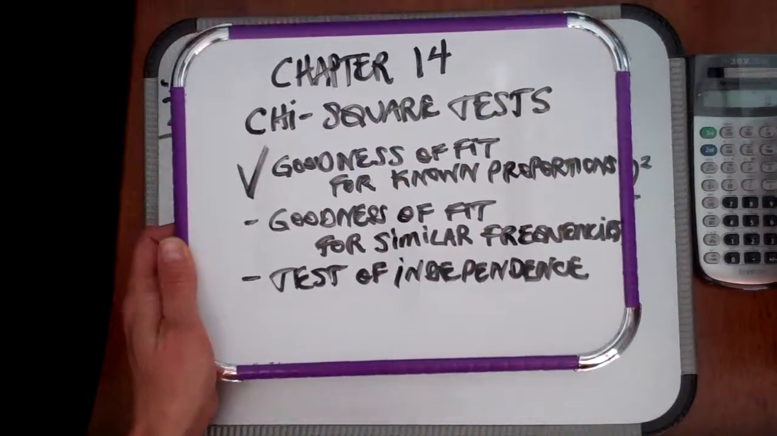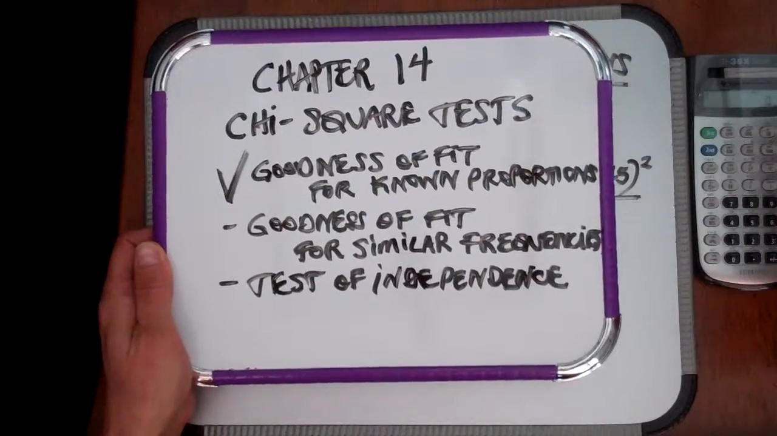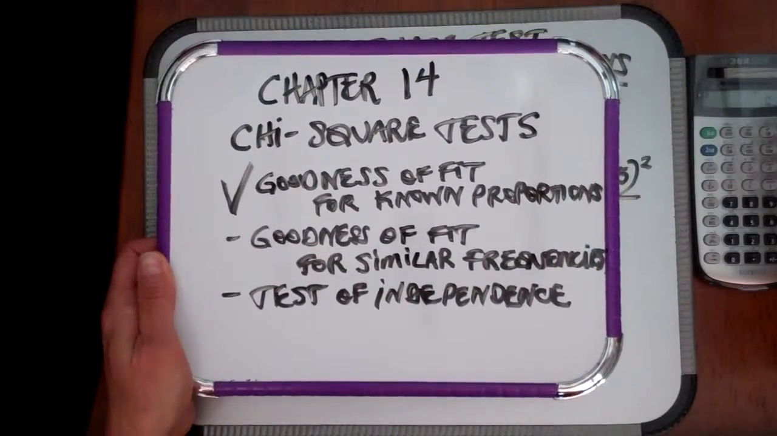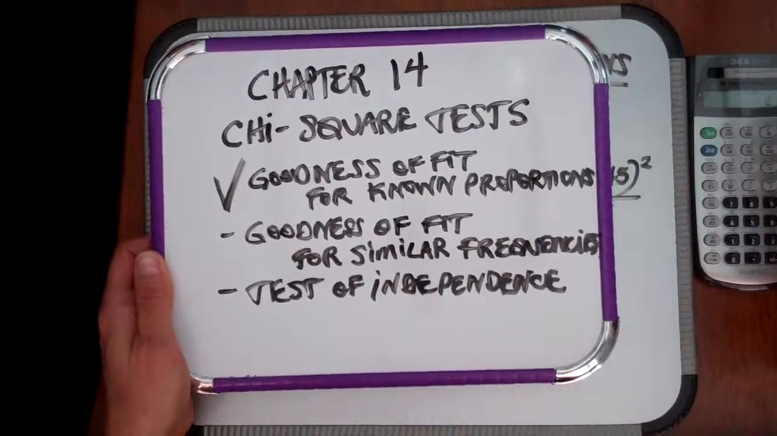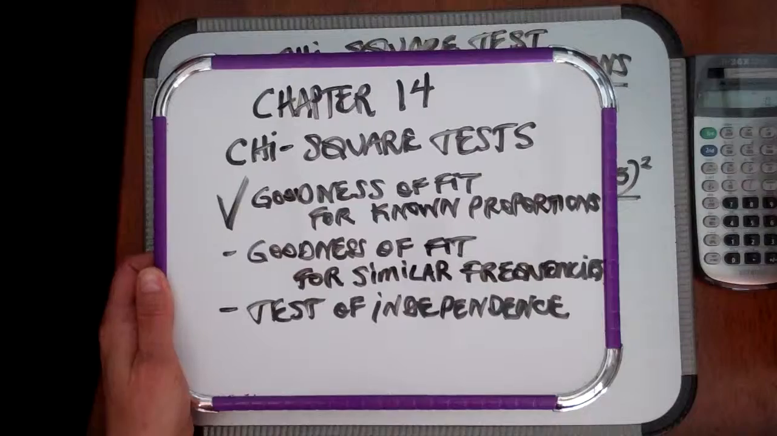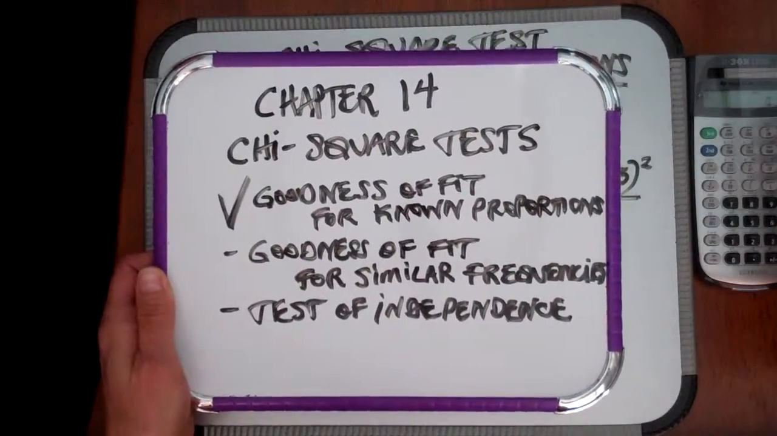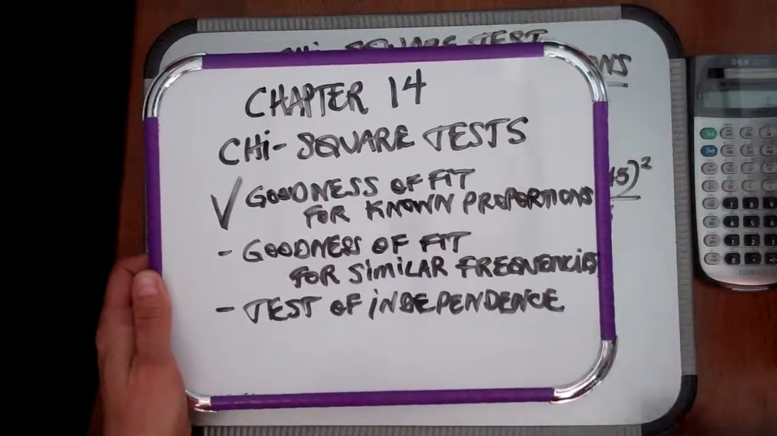In Chapter 14, you're being introduced to chi-square tests, which are non-parametric tests. Now, if you're still not sure what non-parametric tests are, before you watch this little video clip, go back to your textbook and read the little section about non-parametric tests and how they differ from parametric tests.